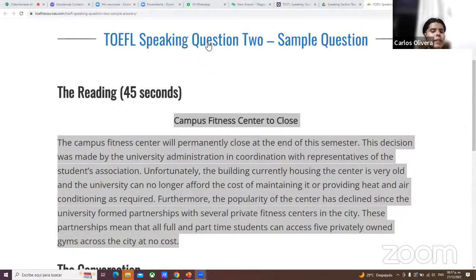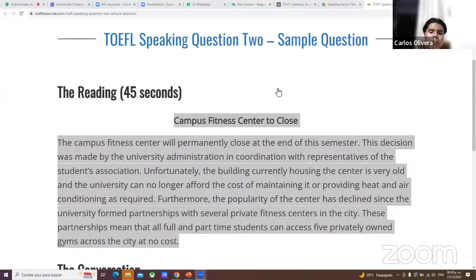Second practice, okay? It says the campus fitness center will permanently close at the end of this semester. This decision was made by the university administration in coordination with representatives of the Student Association. Unfortunately, the building currently hosting the center is very old, and the university can no longer afford the cost of maintaining it or providing heat and air conditioning as required.